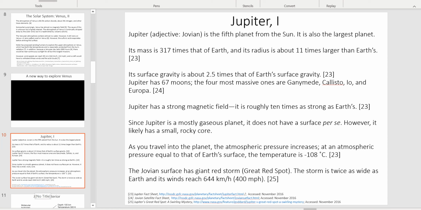Jupiter is the 5th planet from the Sun. It is a gaseous planet, and it's also the largest planet. Its mass is about 300 times that of Earth, and its radius is about 11 times that of Earth.